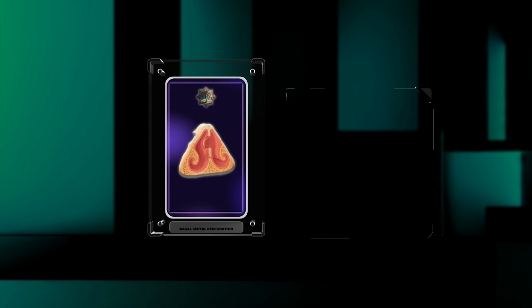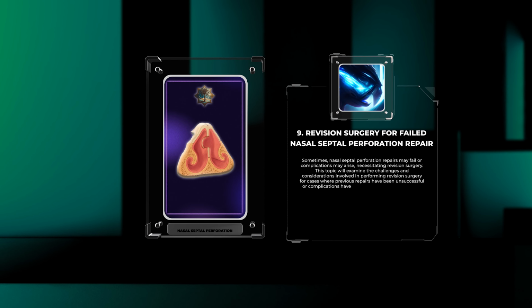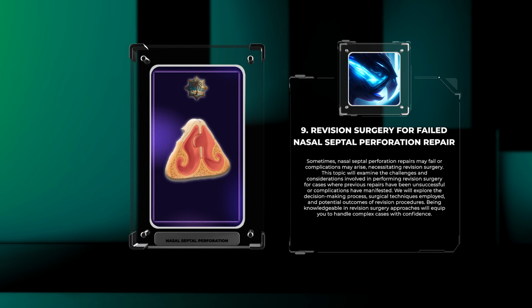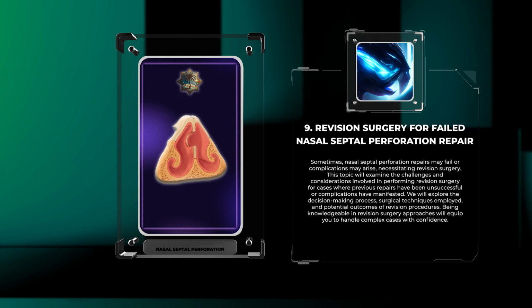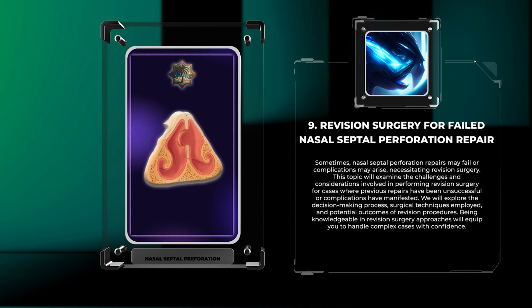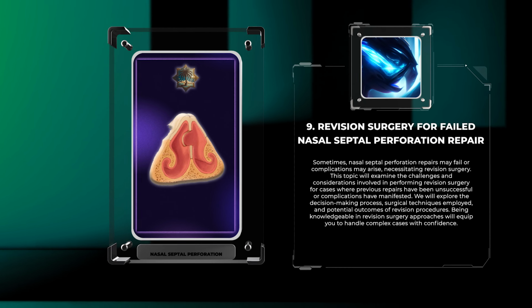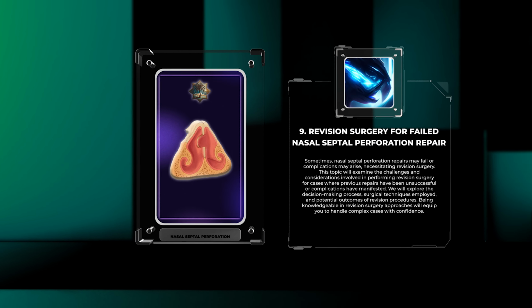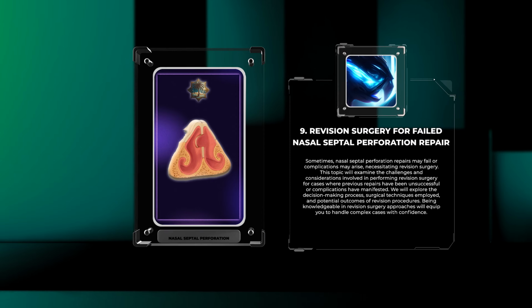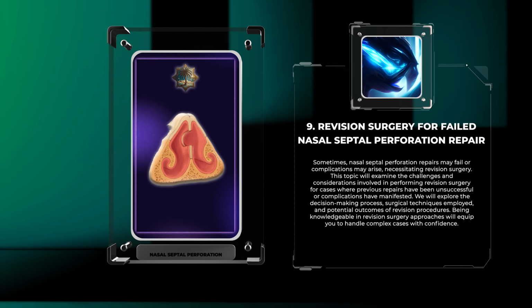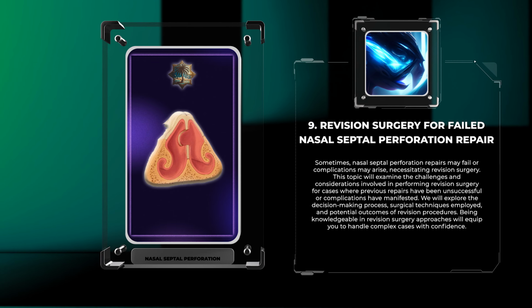Sometimes, nasal septal perforation repairs may fail or complications may arise, necessitating revision surgery. This topic will examine the challenges and considerations involved in performing revision surgery for cases where previous repairs have been unsuccessful or complications have manifested. We will explore the decision-making process, surgical techniques employed, and potential outcomes of revision procedures. Being knowledgeable in revision surgery approaches will equip you to handle complex cases with confidence.